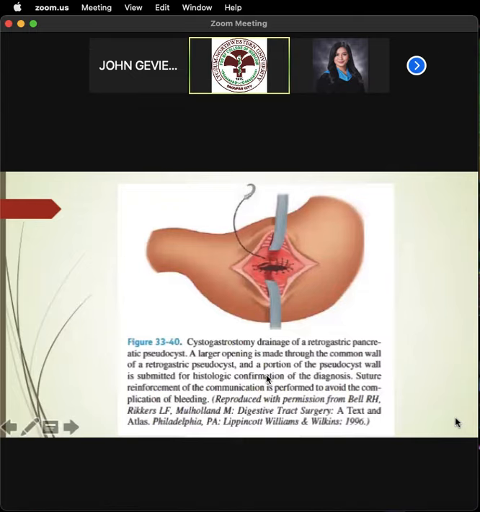So this is a picture of cystogastrostomy. Remember, the pancreas is located posterior to your stomach. So if the pseudocyst is adherent to the posterior portion of the stomach, you could create a connection between the posterior wall of the stomach and the pseudocyst. So this is what you call cystogastrostomy drainage.